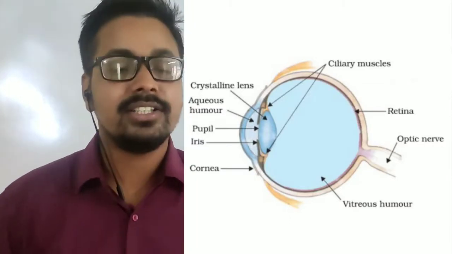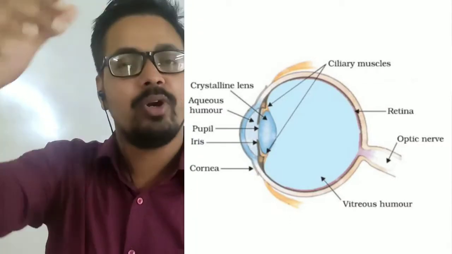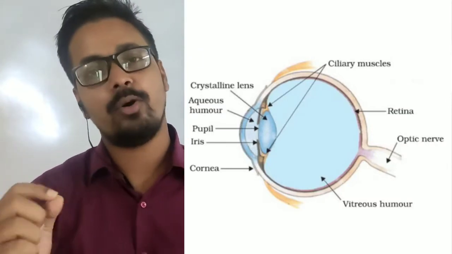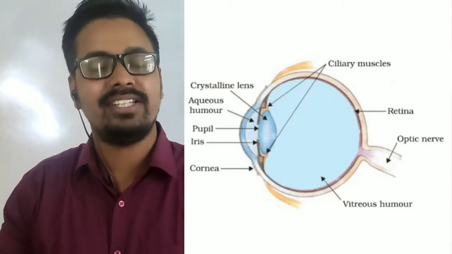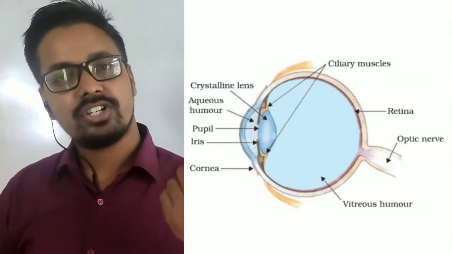Otherwise what would happen is you would see the land above and the sky below, because everything would seem inverted. So that is how the retina, the optic nerves and the brain function together, so that we can see everything as it is and not upside down. So that is the function of the retina.